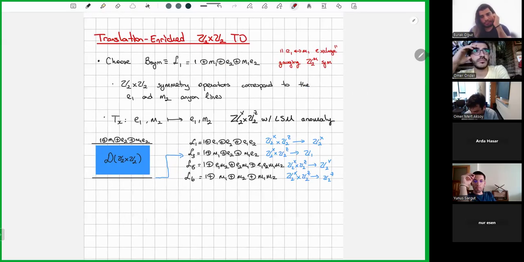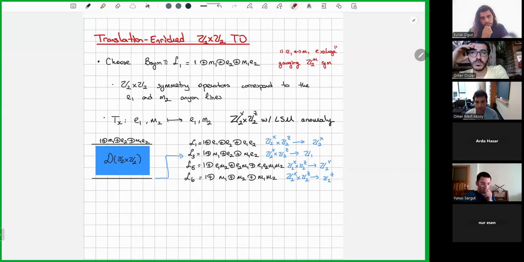So I just have this boundary where I exchange every E with the M. So I just gauge the symmetry. And now what is not condensed is E1 and M2. And those are my symmetry operators, but those are precisely the anyons that are invariant under translation. So that's a uniform symmetry. Translation doesn't act on it. But there is an LSM anomaly.